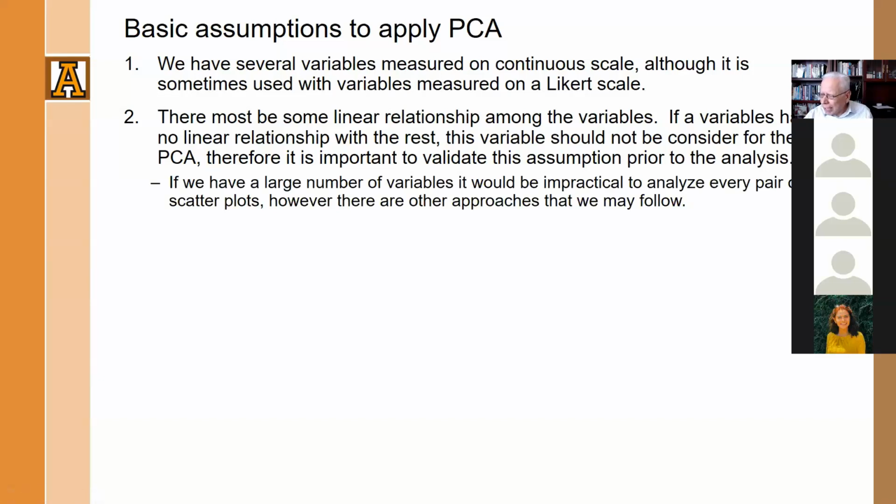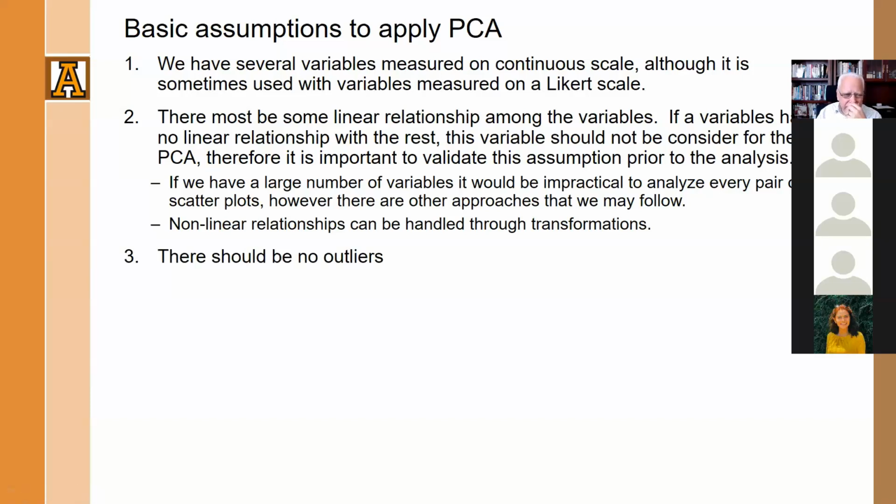Now, how do we determine this thing? If we have a large number of variables, it will be impractical to analyze every pair of scatter plots to see if there are correlations, okay? We'll see now a graphical way to do that for a large number of variables. If we have nonlinear relationships, we can deal with that with transformations. So we may transform and have a linear relationship.